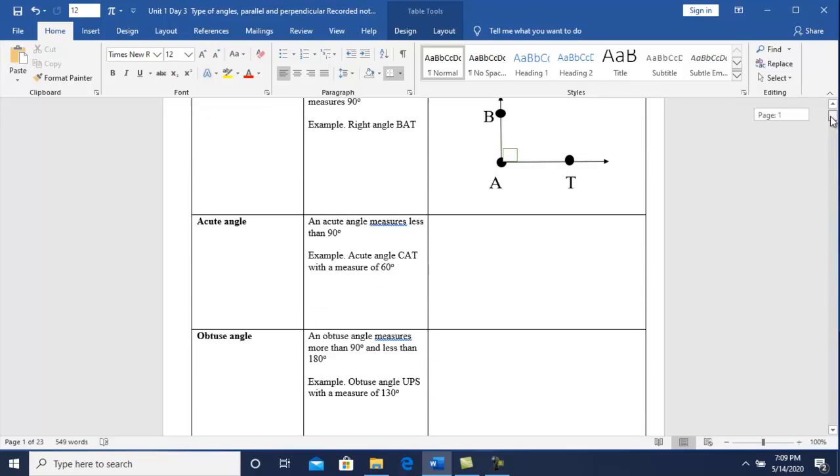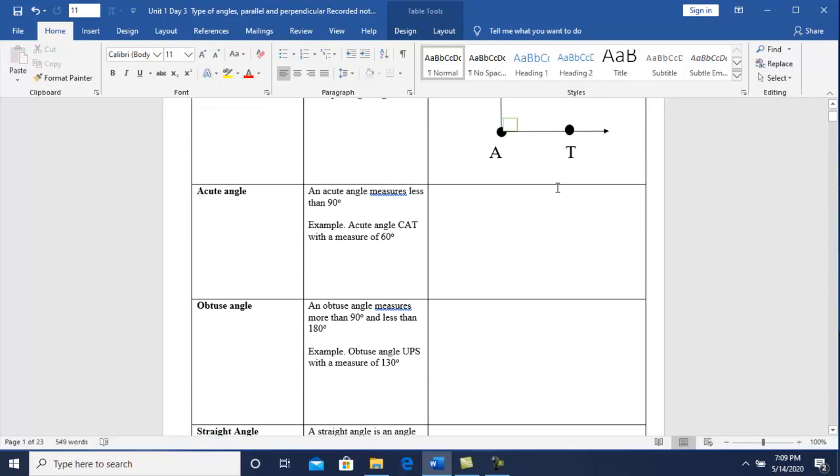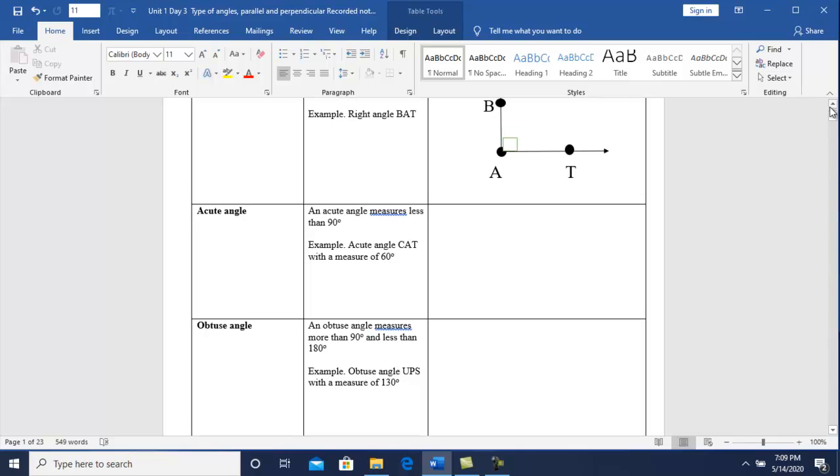Next one is acute angle. An acute angle is an angle that measures less than 90 degrees. I'm sorry, going back to the right angle, if I were to mention the measurement of the angle, we would write the measure of angle BAT equals 90, and then you put a little degree symbol at the end there. So that would be the measurement.